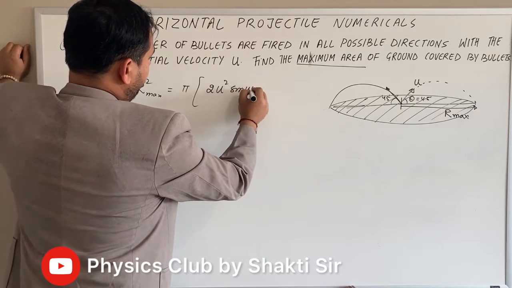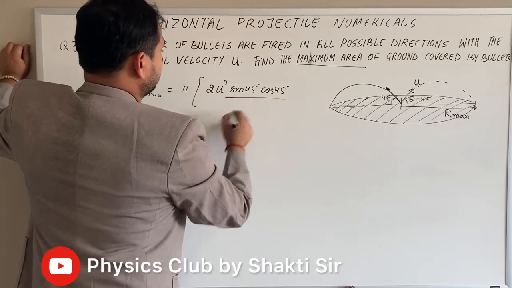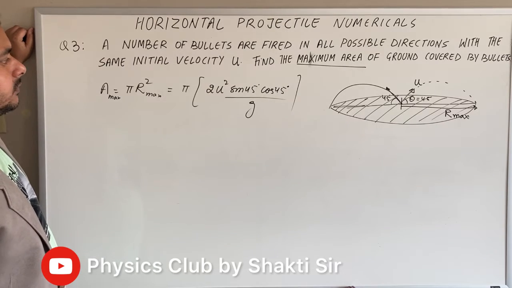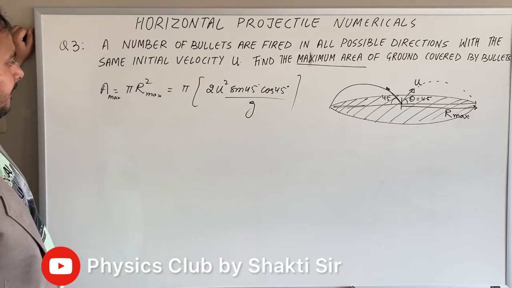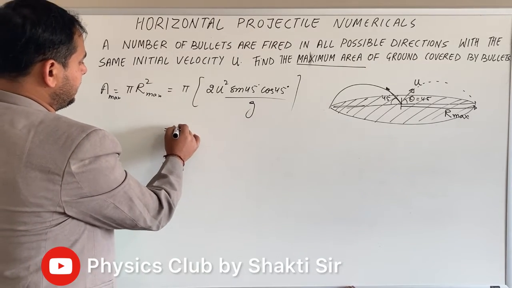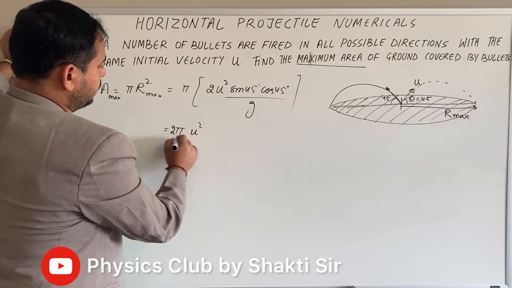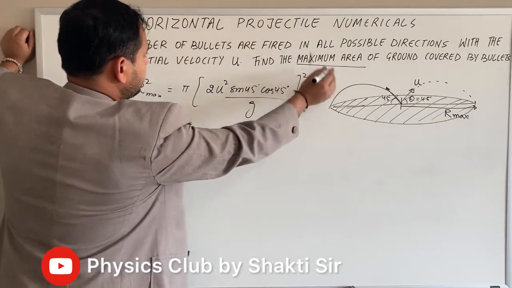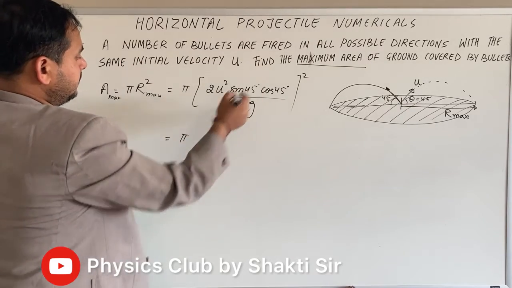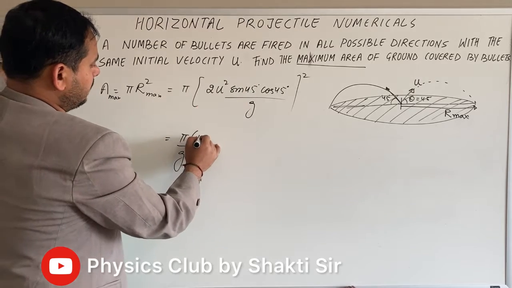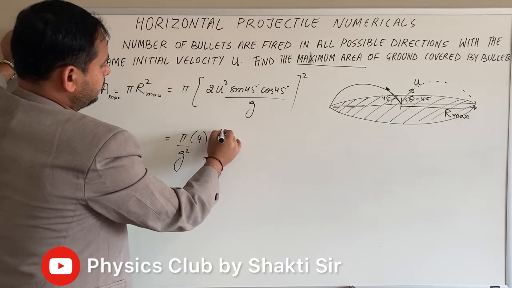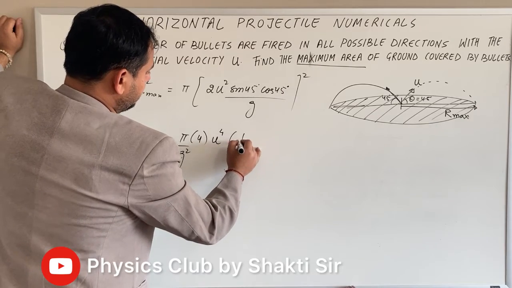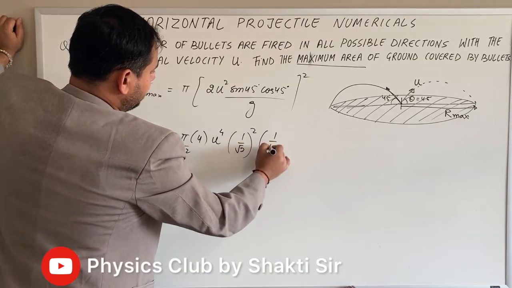u square 2 sin 45 cos 45 upon g. We know the formula of the range, right? u square 2 sin theta cos theta upon g. Okay, so we can solve this. Sorry, it's pi r square. So this is pi, 2 square equals 4, u power 4. Sin 45 equals 1 by root 2, and cos 45 again 1 by root 2.